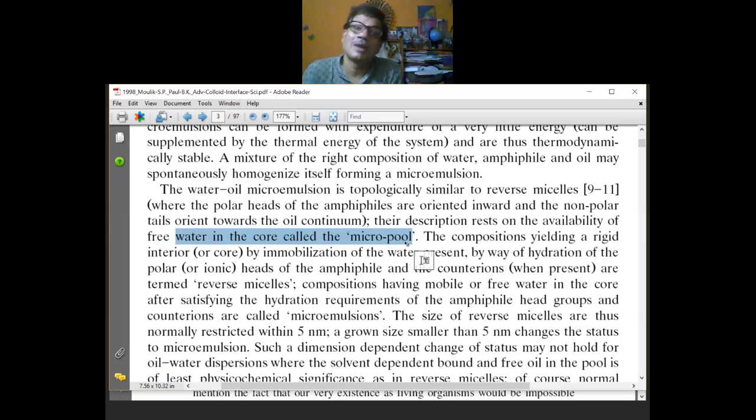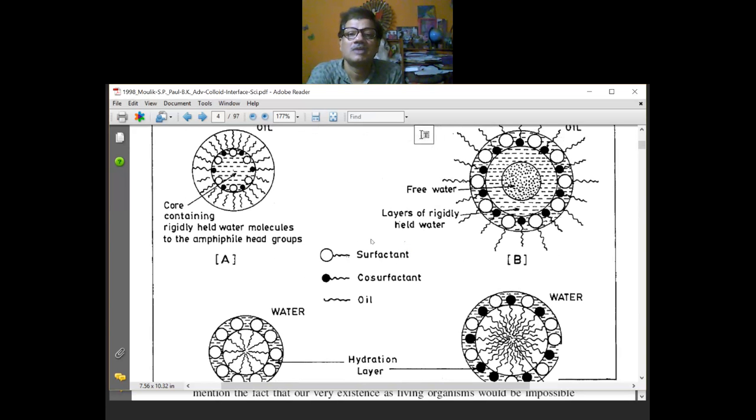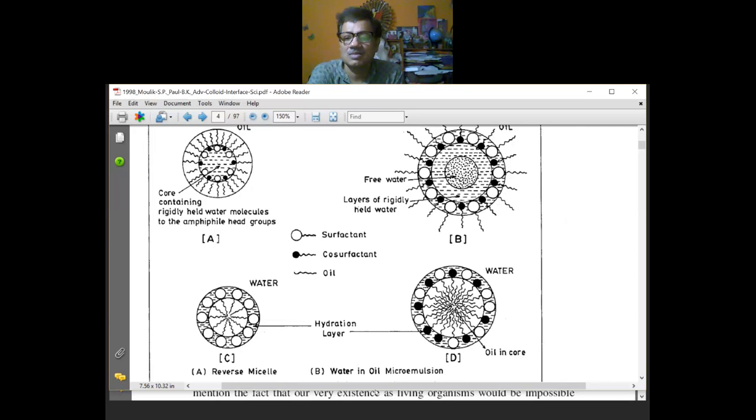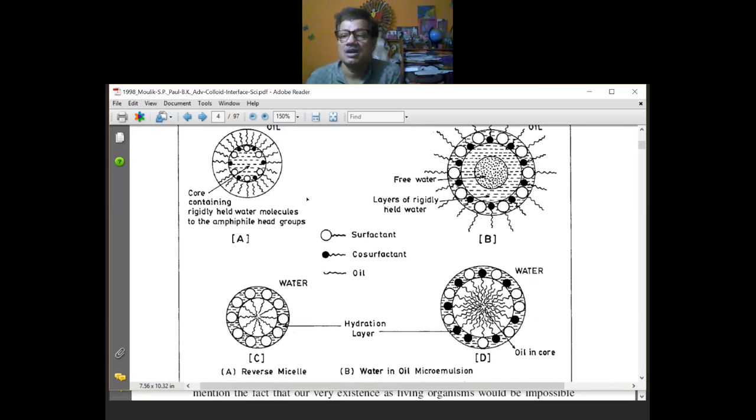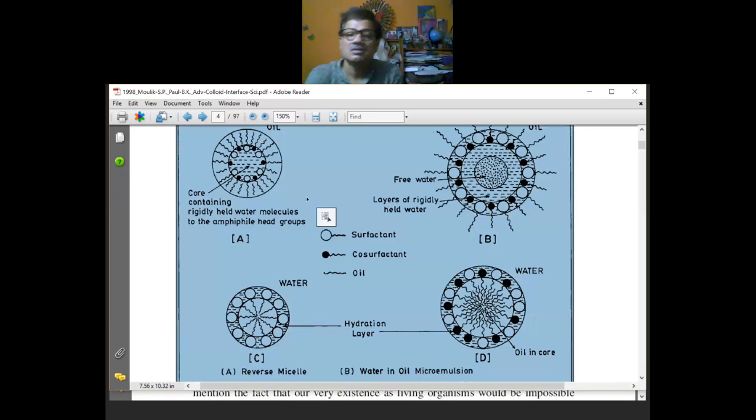Similarly, in a normal micelle, the water molecules that surround the micellar surface would be most strongly bound. Let us now discuss the structure of the micelles and reverse micelles. Well, if you allow me, this is the schematic diagram of the structure of a normal micelle.